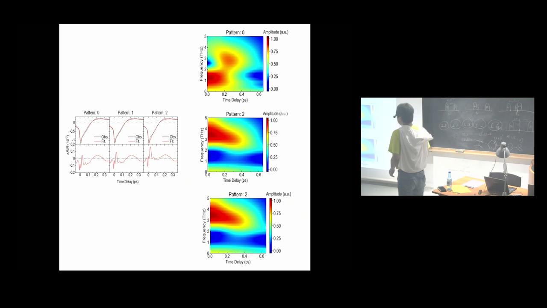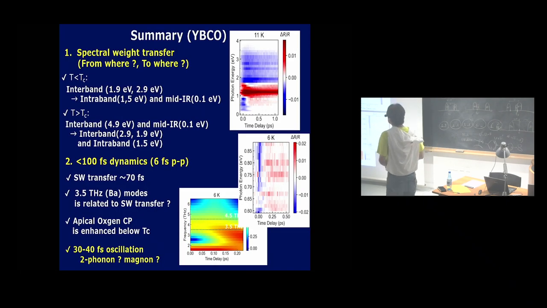There is a second conclusion. Okay, the summary for superconducting YBCO: we have observed the light-induced spectral weight transfer that is very characteristic of the superconducting phase. The spectral weight transfer occurs from high energy to lower energy, and its characteristic time scale is about 70 femtoseconds. This time scale almost agrees with the build-up time of the 3.5 terahertz coherent phonon. So we suggest a relation between them.